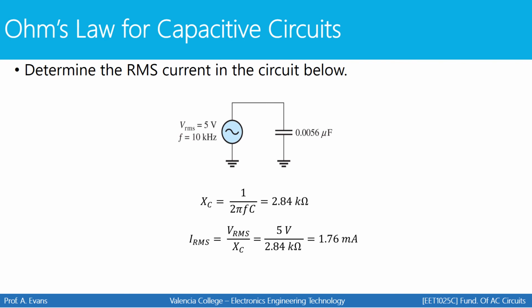And then we can apply Ohm's law. We can take the RMS voltage given, divide by the capacitive reactance we calculated, and we have an RMS current as our output, 1.76 milliamps.